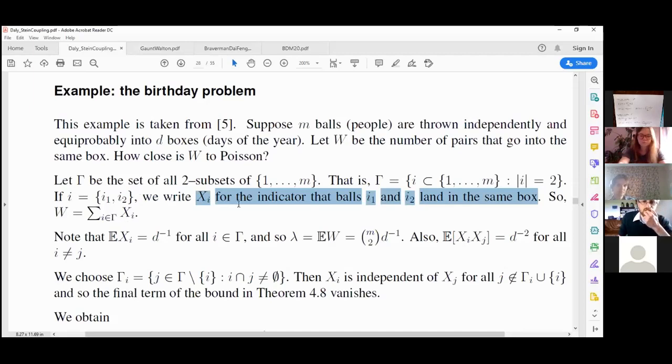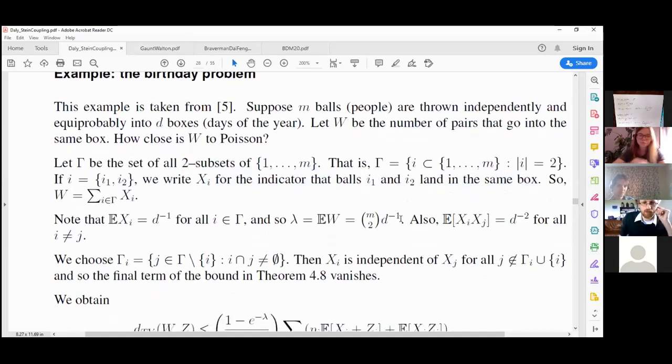So I've got a relatively big set of things. I've got m choose 2 things in there. Each pair of balls is in the same box with probability 1 over d, where d was the number of boxes. So I can work out the means of these things, and I can also get a handle on the covariance structure. That's not too terrible to work out. I'll leave that for you to think about.